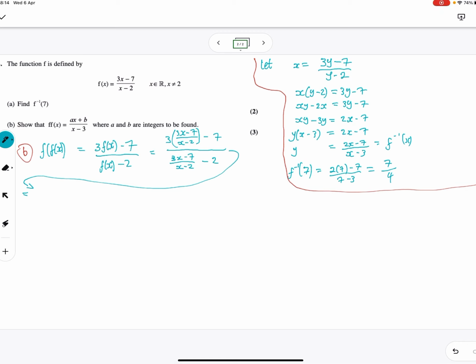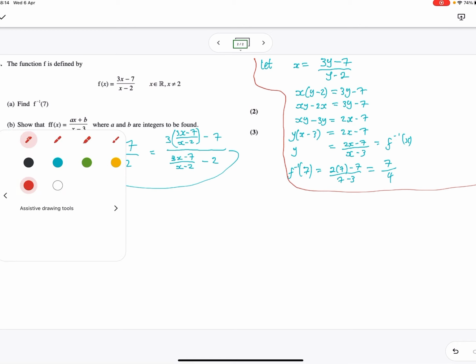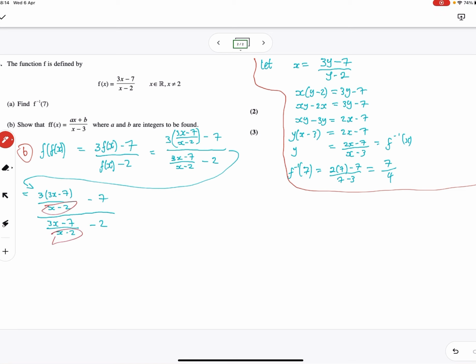So that 3 that's being multiplied by the fraction, really we're just multiplying by the numerator. So that becomes 3 lots of 3x minus 7 over x minus 2, minus 7, all divided by the same 3x minus 7 over x minus 2, minus 2. Now, if you look at the fractions in the fractions, they both obviously have the denominator of x minus 2. So that's this part and this part.